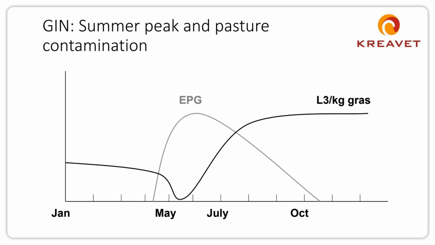And when these eggs start to develop, this will result in an increase of the larval population and the pasture contamination, with the highest infection levels in the second part of the grazing season. The EPGs will more or less reach a summer peak, and then because animals are developing immunity, the EPGs are expected to drop to low levels towards the end of the grazing season.